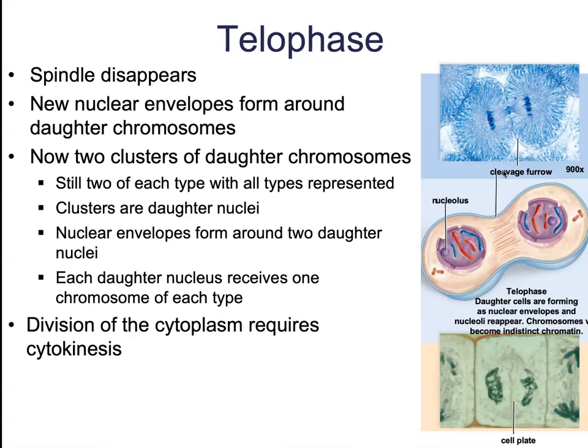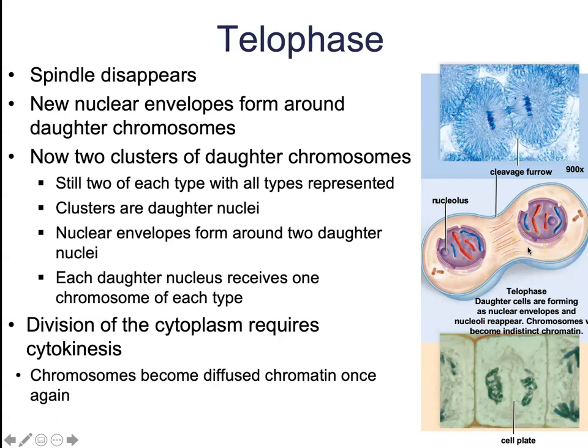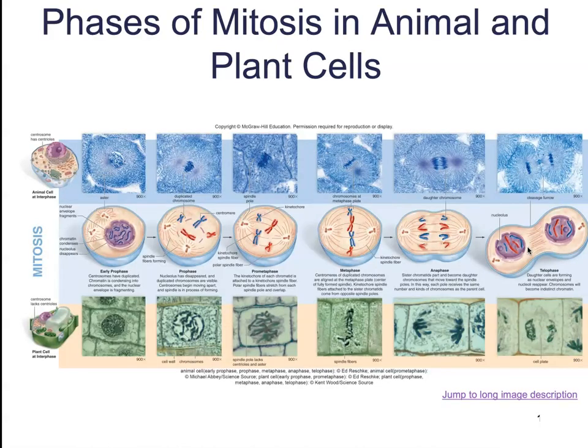Division of the cytoplasm is going to require cytokinesis. At the point where we have separated our genetic material, we have finished up mitosis, but we still have these cells, the cell is still attached. We still have cytoplasm flowing back and forth. So now we need to undergo cytokinesis. Cytokinesis is going to pinch off the rest of that cell. So chromosomes will become diffused chromatin once we have fully formed our new nuclei.